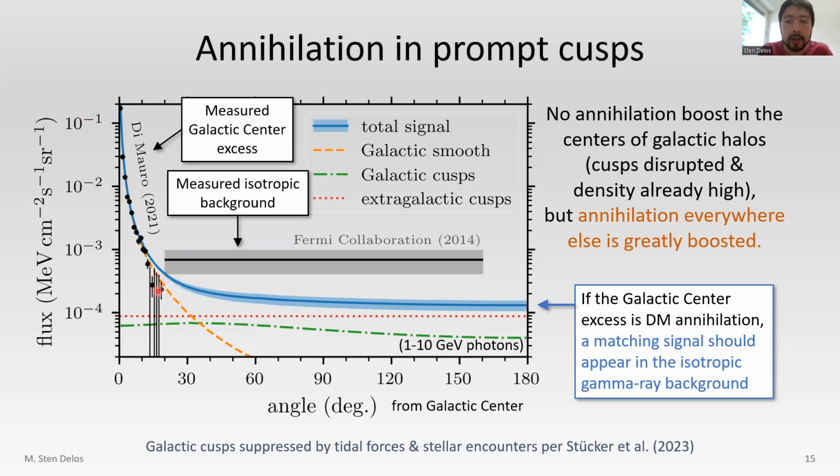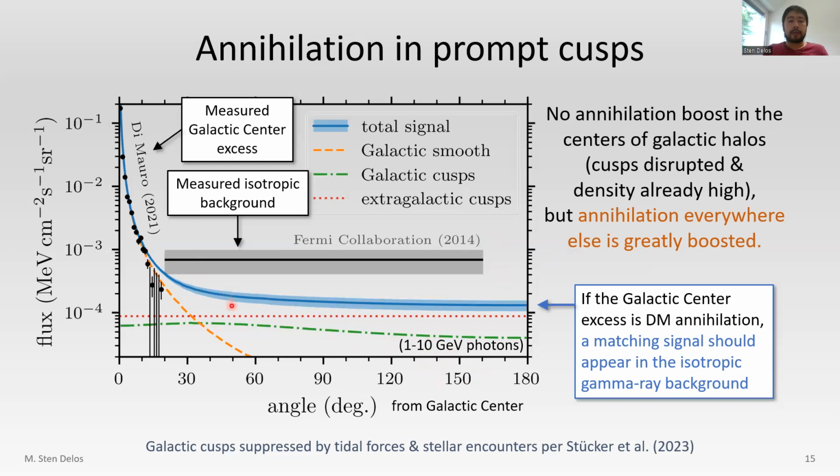the measured excess of gamma rays from the galactic center in the 1 to 10 GeV range. So this is the galactic center gamma ray excess. It appears to be consistent with dark matter annihilation in the smooth halo, this orange curve. But if it is dark matter annihilation, then a significant signal is also predicted at larger angles due to prompt cusps. And for comparison, here I'm showing the Fermi collaboration's measurement of the isotropic gamma ray background in this same 1 to 10 GeV range.